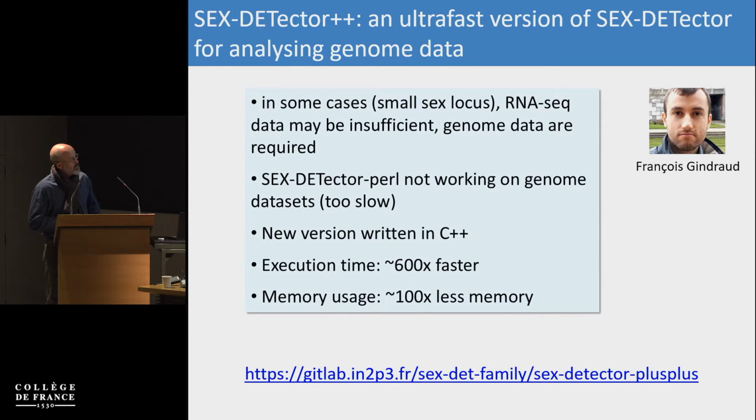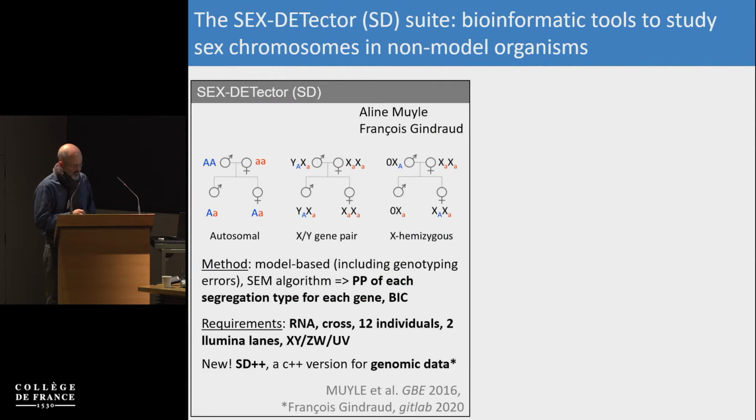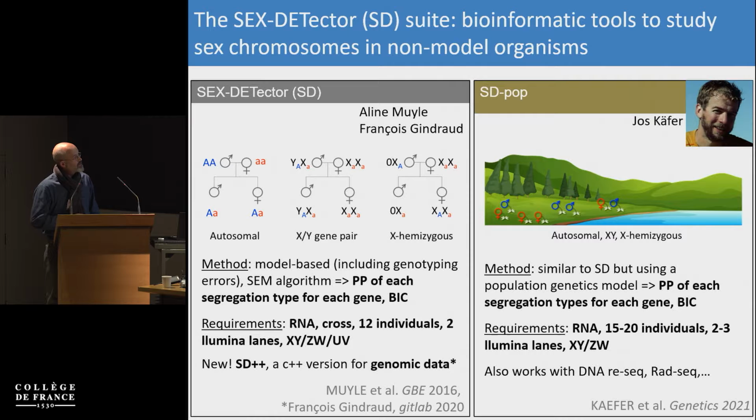François Giraud, who was a postdoc in the lab and C++ master, wrote a C++ version of sex detector that is much faster and can be used for genomic data. So it's useful when you study a very small sex-determining region. And also, Jos Kaffer in the group developed another method called sex detector in population for species for which it's difficult to get a cross, and there are many plants in that situation.